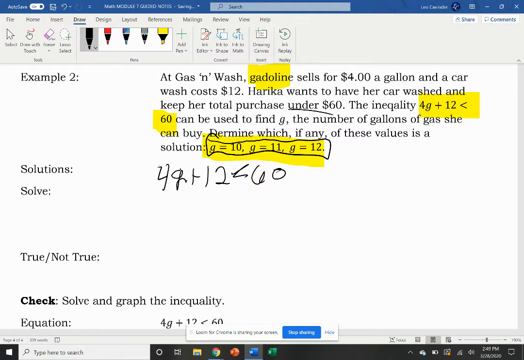Now, we aren't putting a line underneath it because she doesn't want to spend exactly 60. She wants to spend under 60. So that also tells us that we don't want a line, because she's not saying that she's willing to spend 60. So what we're going to do is just plug in these numbers, 10, 11, and 12, into our inequality.